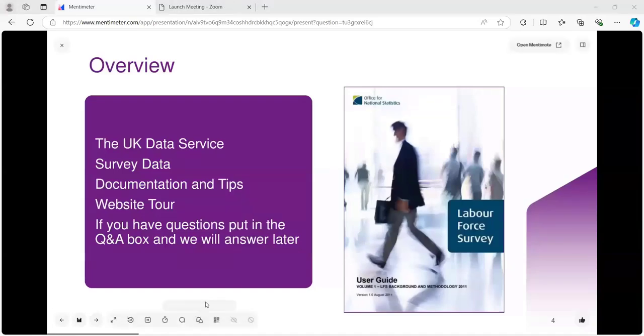Thank you, Nigel, for this introduction. So in today's presentation, we will cover the following topics. We aim to make an introduction to the UK Data Service and the wealth of data it offers. We will also present an overview of the survey data available for research and analysis. We'll talk about the documentation and tips to support your use of the data. And we will make a brief website tour to familiarize you with key features. Now, as we go through these points, please feel free to drop any questions in the Q&A box, and we will address them at the end of the session. Next.